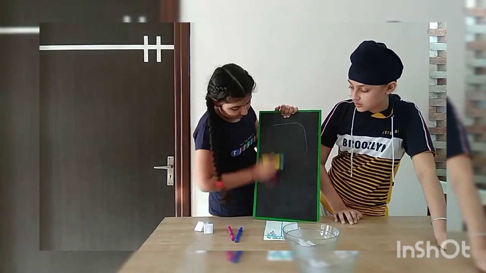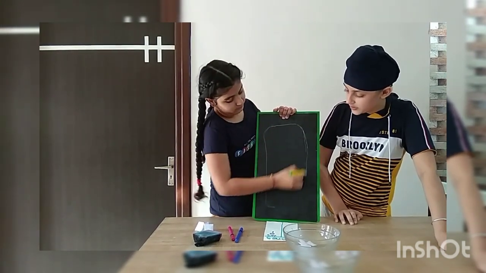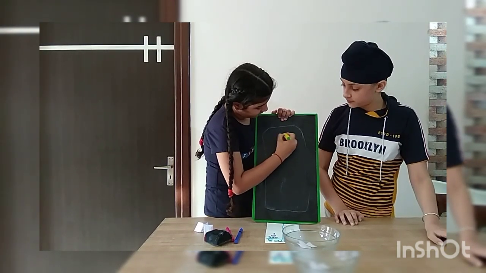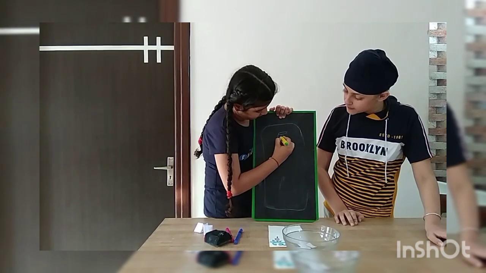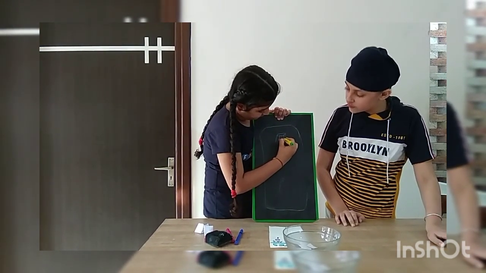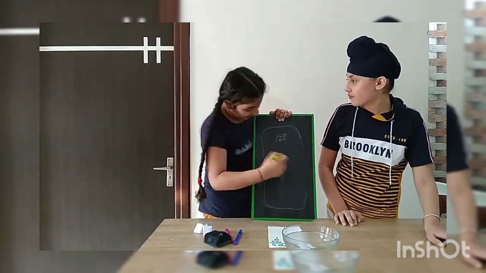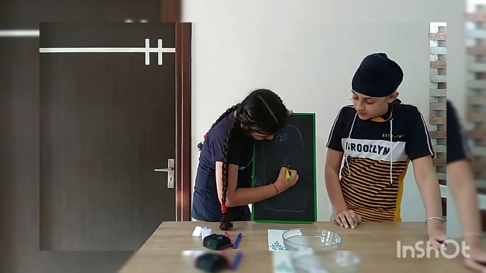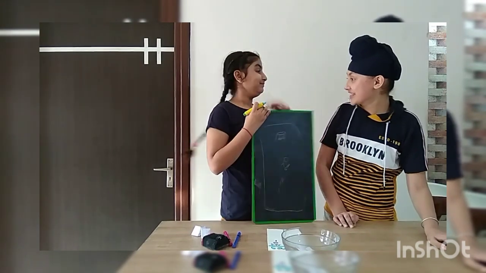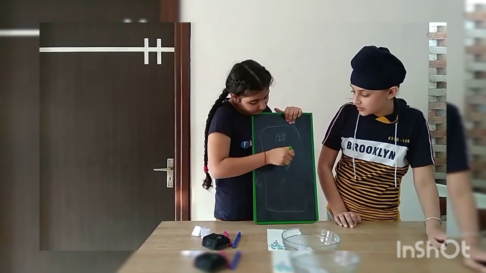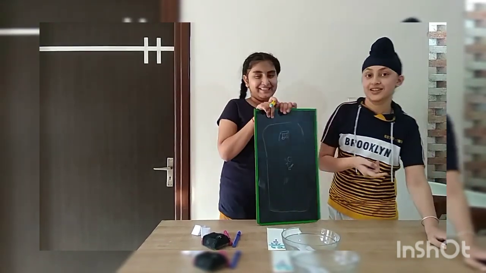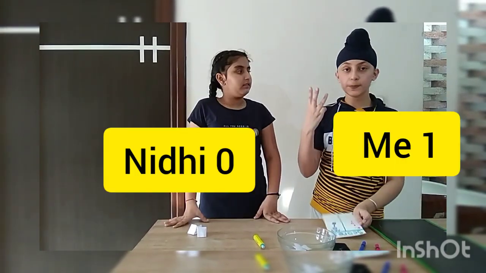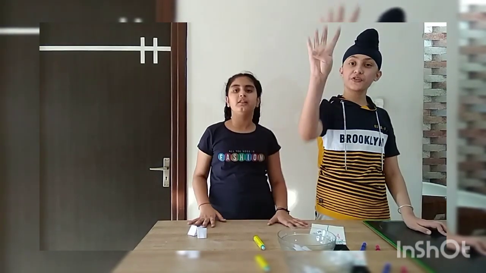Another house. A building. Swing. Ground. Park. Playground. Hockey ground. Is it right? Hockey ground. Is it me? I am playing hockey in a ground. Yes. Okay. So I got 0 points and Nidhi got one point. So 3 rounds are complete and 3 rounds are left. Let's move on to round number 4.